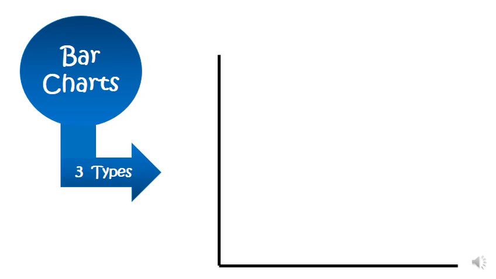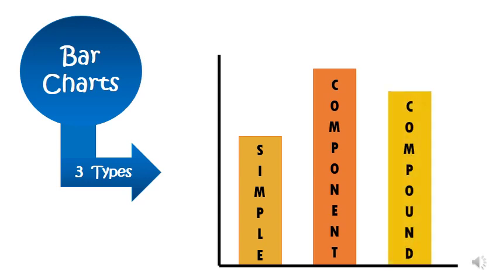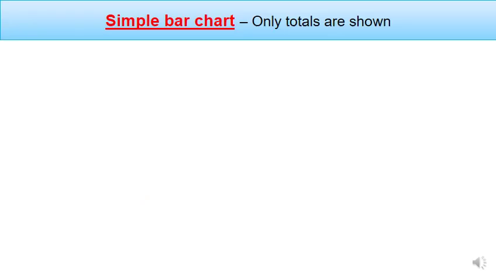Bar charts, something we are all familiar with. There are three types of bar charts we're going to look at. Simple bar charts, component bar charts, and compound bar charts. For simple bar charts, only totals are shown.